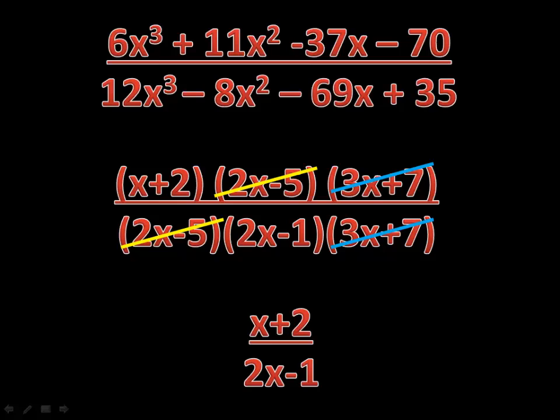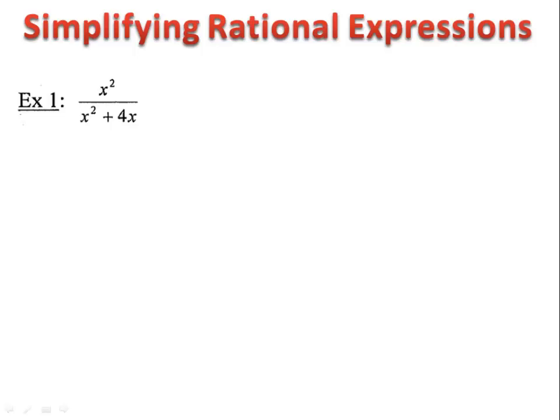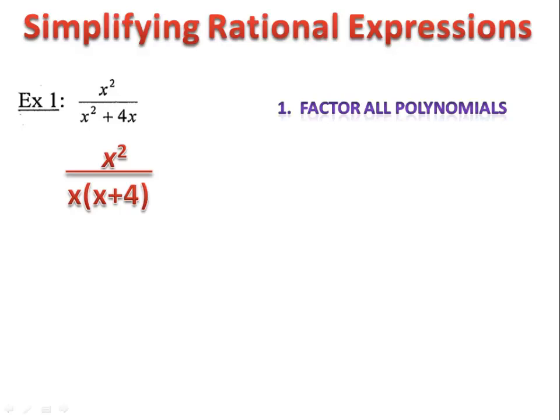Let's try a couple of these examples ourselves. In our first example, we have x squared over x squared plus 4x. We simply begin by factoring all of the polynomials. We look at the numerator, see if anything factors. We look at the denominator and ask ourselves the same question. We factor, we have x squared over x times x plus 4.